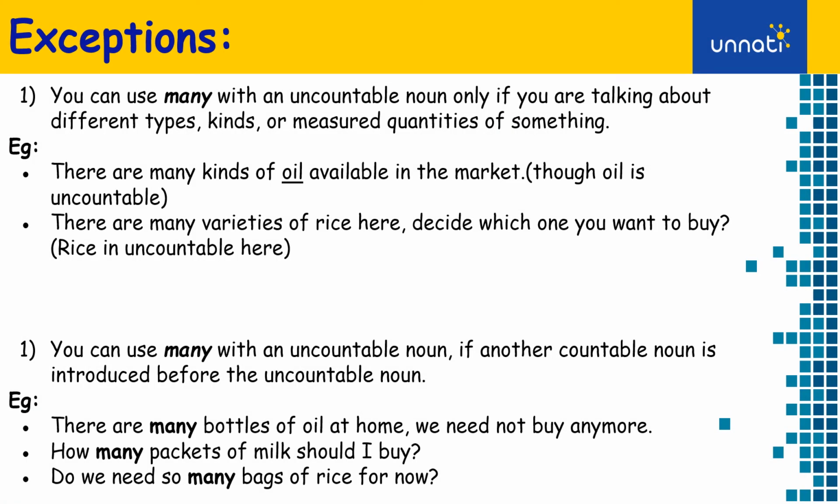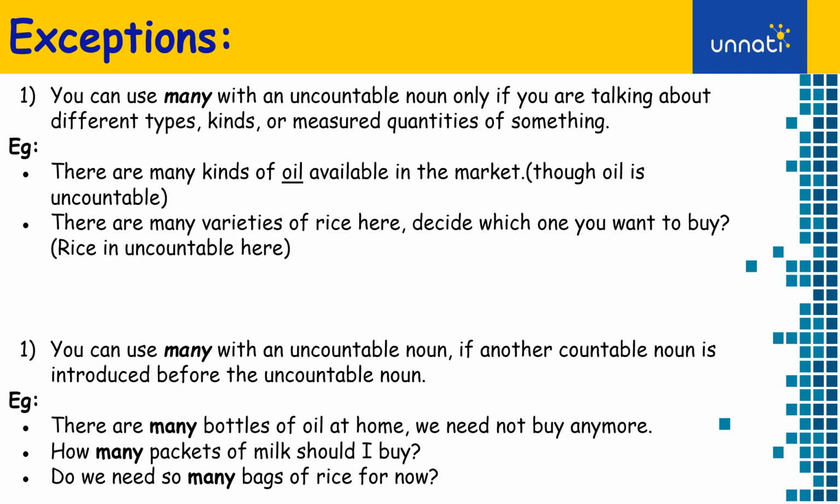So we have understood that many is supposed to be used with countable nouns, while much is used for uncountable nouns. However, there are always exceptions to the rules, right? So here are 2 exceptions that we are going to discuss. The first is, many can be used with an uncountable noun also. There are 2 situations. What are they?